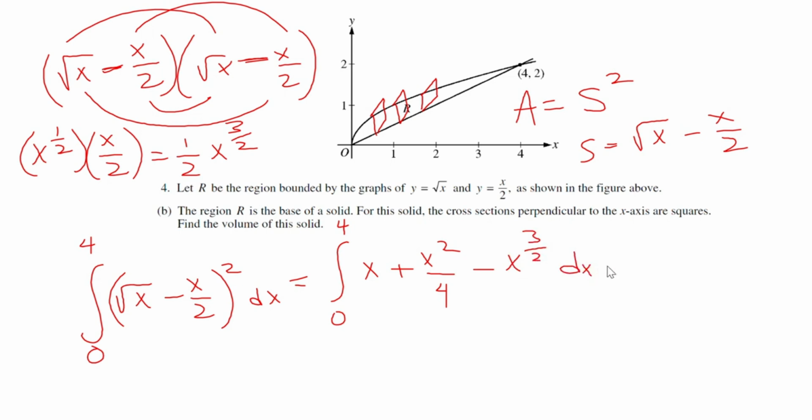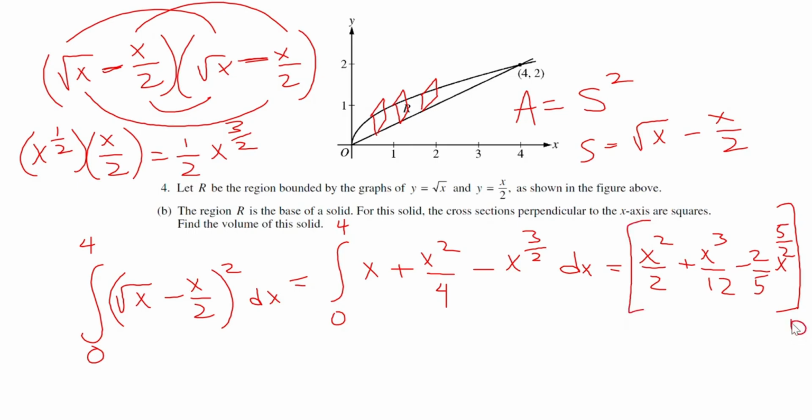And now we can integrate this. Right? X is just x squared over 2. X squared over 4 is just x to the 3rd over 12. And x to the 3/2 is 2/5 x to the 5/2. And we're going to evaluate from 0 to 4.